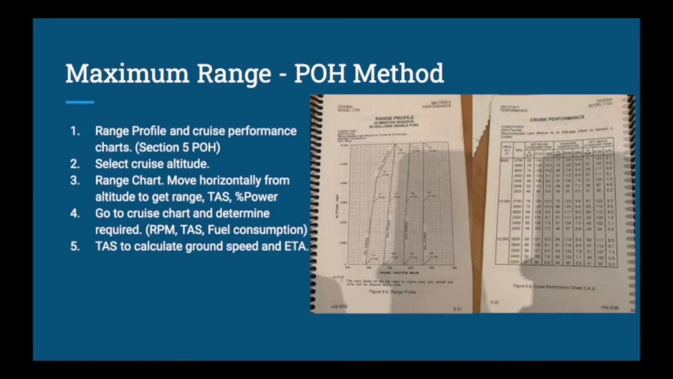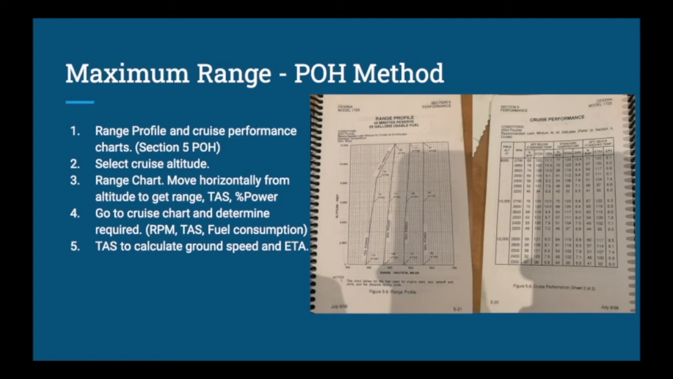So in order to find range for the airplane, there are two different ways. We can look at the POH, go to our range profile chart, find our altitude, go to the desired percent power, and read down the bottom to get the range. And then to determine your percent power, you're going to have to look at your cruise performance chart and go to the same altitude, if we say 8,000 feet.